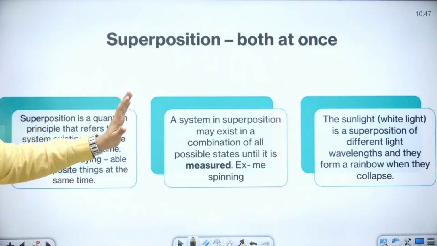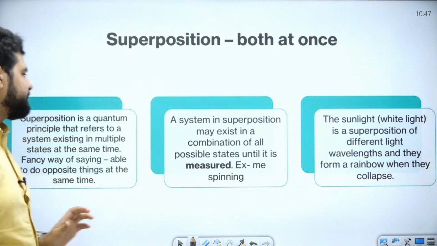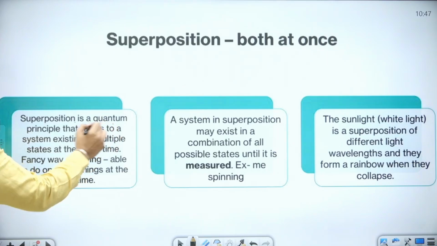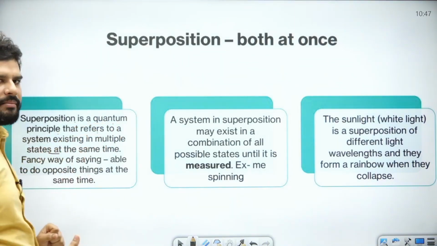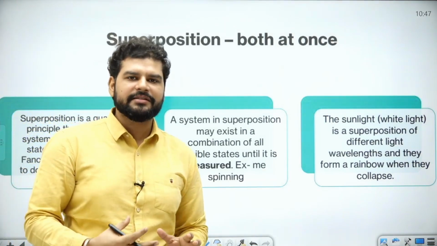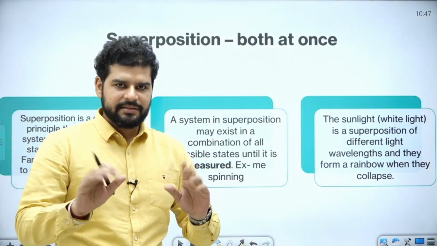Now what is superposition, which I just mentioned? It means both at once. Let us see the definition. Superposition is a quantum principle that refers to a system existing in multiple states at the same time. Now this is a very fancy way of saying that it can do two things at once. Let us see an example.